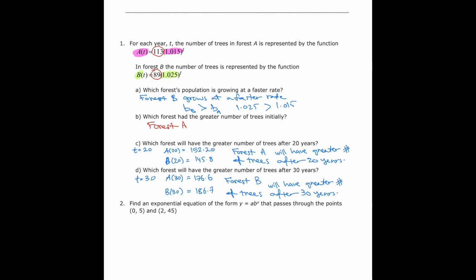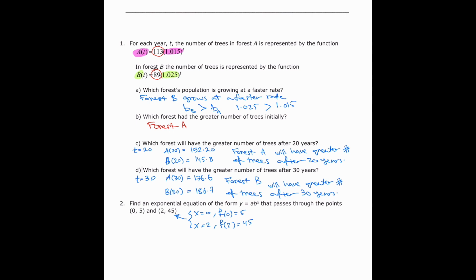Question number 2. Find an exponential equation of the form y equals a b to the x power that passes through the points (0, 5) and (2, 45). This question can be given in different formats. Sometimes we say when x is equal to 0, f of 0 equals 5, and when x is equal to 2, f of 2 is equal to 45. This means the same thing as given the points explicitly.